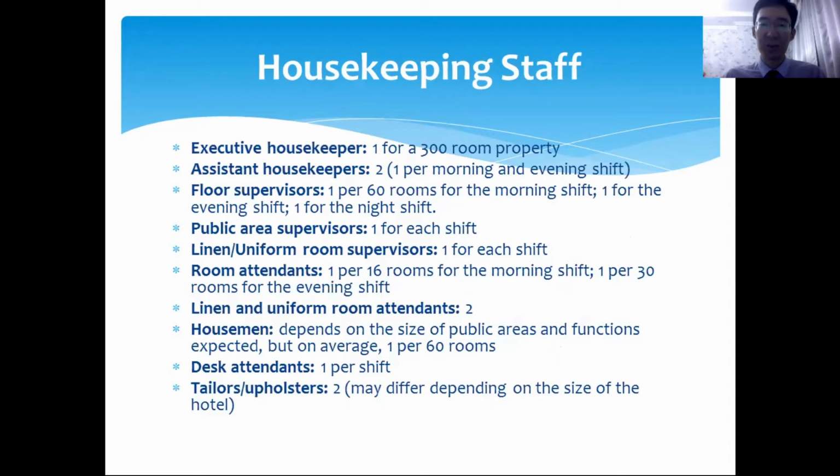For the housekeeping staff, usually we have one executive housekeeper for 300 rooms. We can have two assistants depending on the number of shifts. Usually we have a morning shift and an evening shift. You have one floor supervisor per 60 rooms, one for the evening shift and one for the night shift. For the public area supervisor, usually we have one for each shift. For the linen supervisor, we have one for each shift.